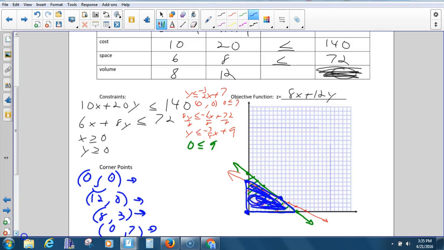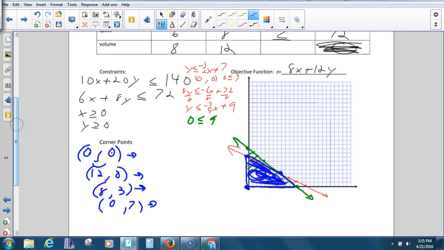Right there. And I'm going to test my corner points. So obviously, once again, 0, 0 is not going to maximize anything because that gives me a big fat 0. 8 times 12 is 96, plus 12 times 0 is 96. 8 and 3. Well, 8 times 8 is 64, and 64 plus 3 times 12, which is 36, is 100. Oh, that's more.